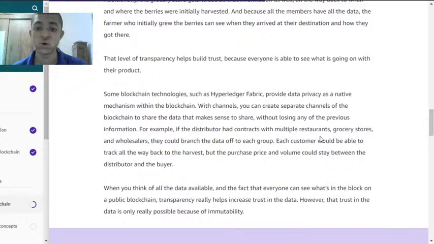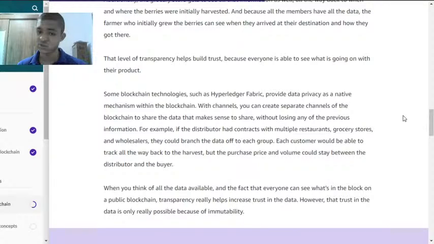With channels, we can use the blockchain to share the data that makes sense to share without losing any of the previous information. For example, if the distributor had contracts with multiple restaurants and wholesalers, they could branch the data off to each group. Each customer would be able to track all the way back to the harvest, but the purchase price and volume could stay between the distributor and the buyer.